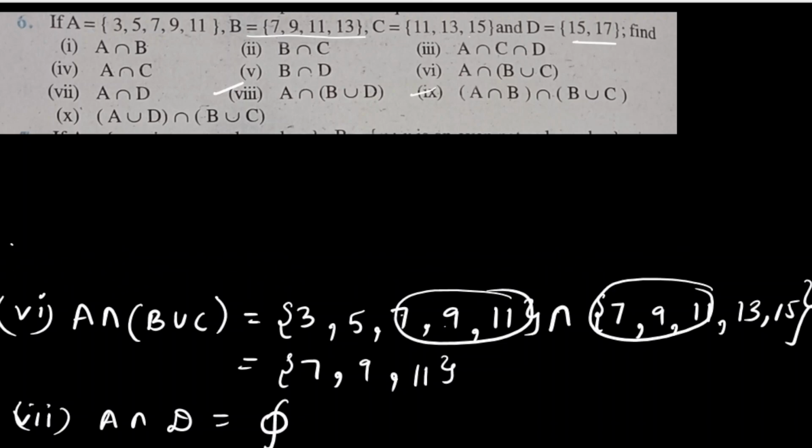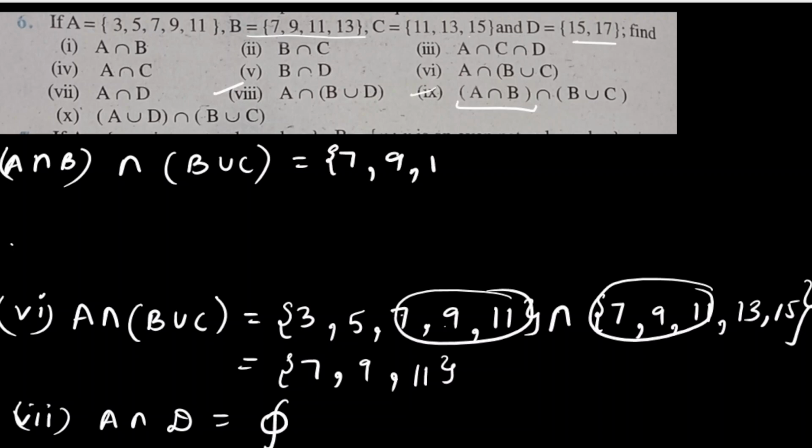Okay, let's do the ninth one. See, ninth one is A intersection B, then again its intersection with B union C. First of all, let's write A intersection B. A intersection B means only the common elements. In the first part also we did this one. So A intersection B is 7, 9 and 11.